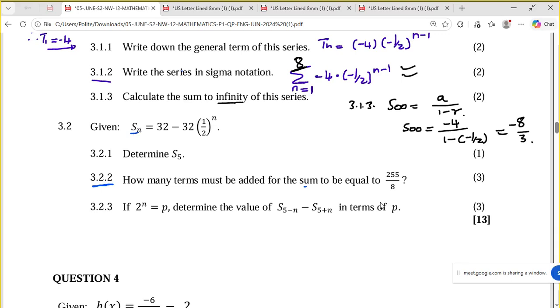Guys, please tell me, what type of sequence are we working on? I think it's geometric, sir. It's geometric. Why do you think it's geometric? Exponent, that's why. Okay, nice. Thank you.